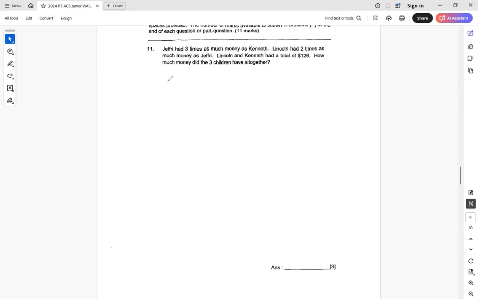Question 11. Jeffrey had 3 times as much money as Kenneth. Lincoln had 2 times as much money as Jeffrey. Lincoln and Kenneth had a total of $126. How much money did the 3 children have altogether?